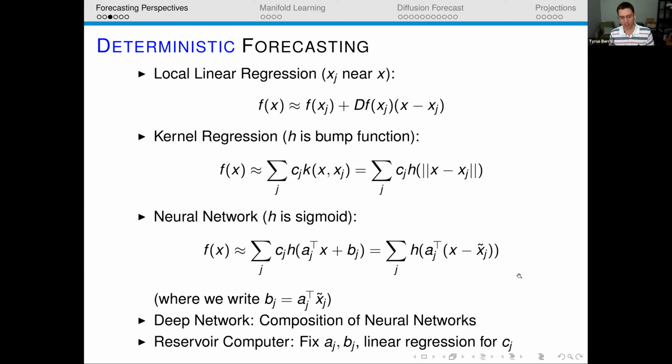So that might be one interesting thing. Now, building on these, and this is just the very genesis of neural networks, to oversimplify, you have deep networks where you do compositions of these kinds of approximations, and then reservoir computers, which are even more closely connected to kernel regression, because in reservoir computers they fix the AJs and the BJs and only estimate the CJs, which turns it into a linear regression problem rather than a nonlinear regression problem, and makes it a lot more similar to kernel regression.